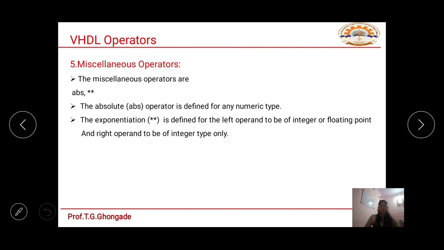We have seen 5 types of VHDL operators. First one is logical operators. There are 6 types of logical operators. Then relational operators. After that adding operators. And then miscellaneous operators and multiplying operators. Okay.